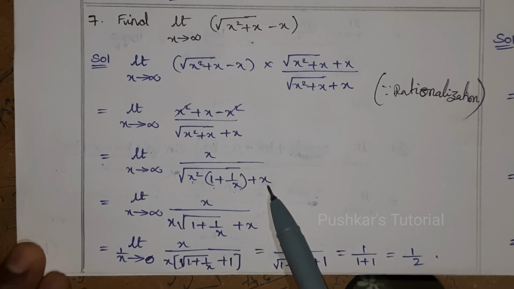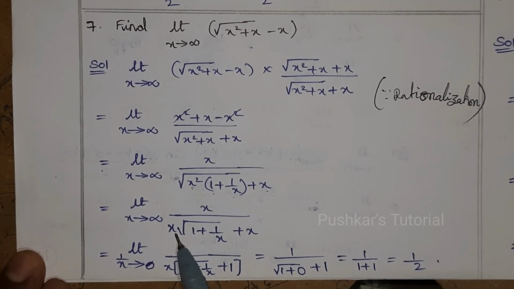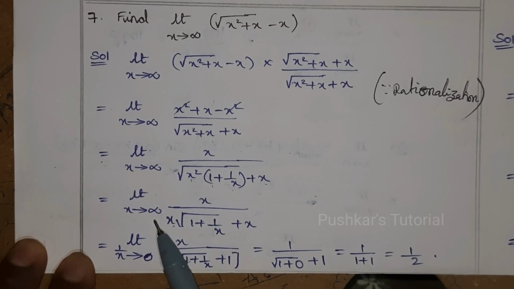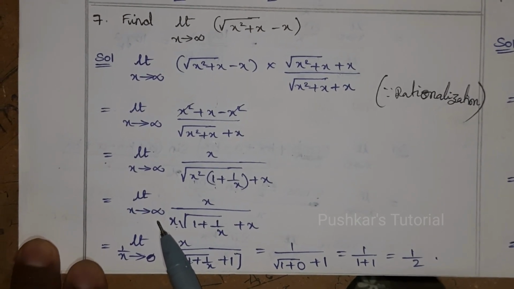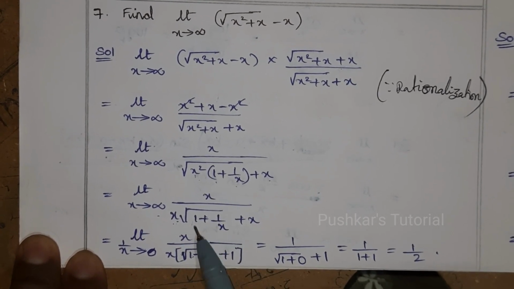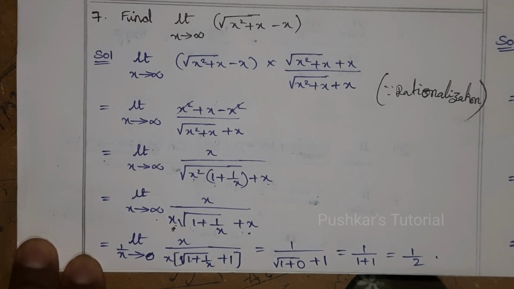And outside, plus x. Root x square answer is plus or minus x. But in this we have to take only plus x, because the limit x tends to infinity. Infinity means positive, he didn't mention negative. So root x square answer is x. Remaining is under root 1 plus 1 by x. Again we can take x common here and here.